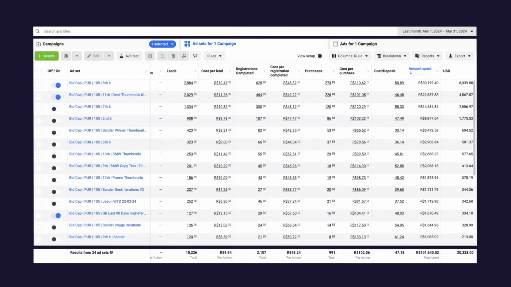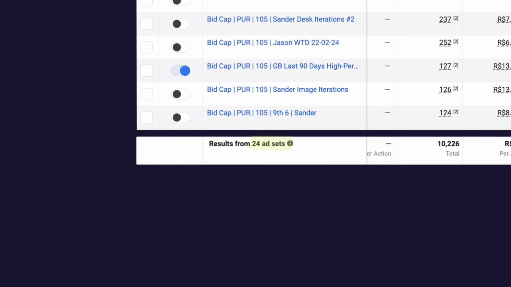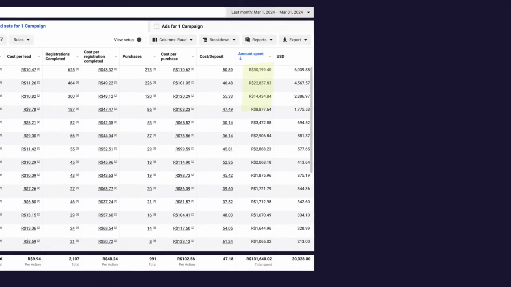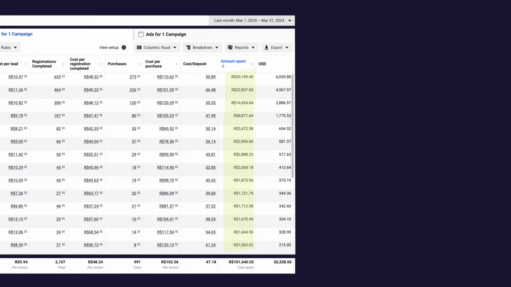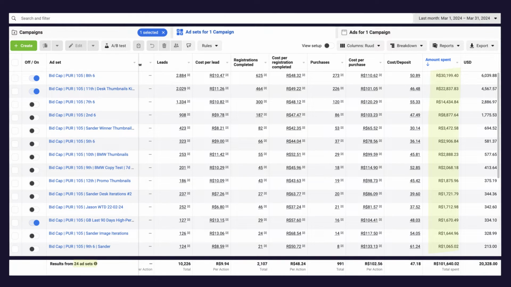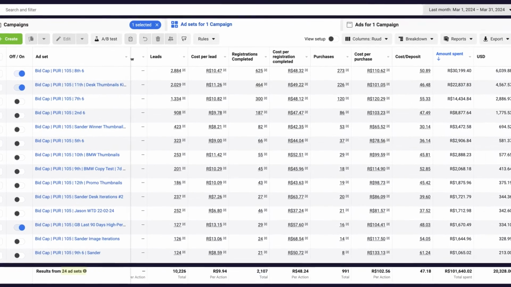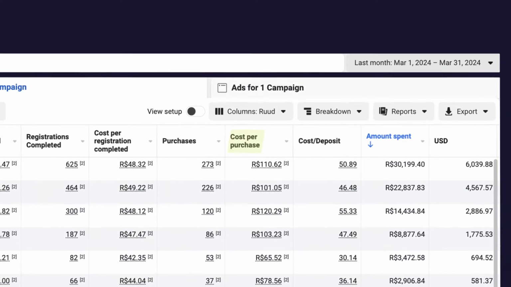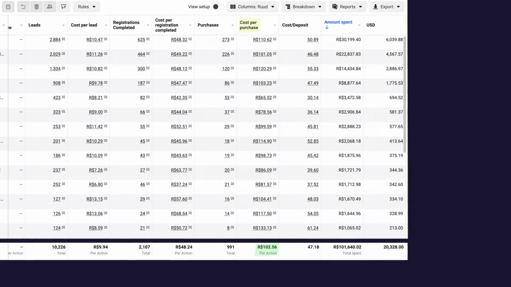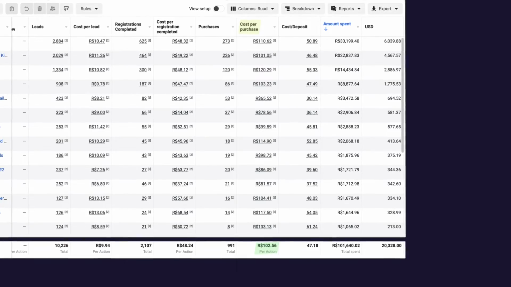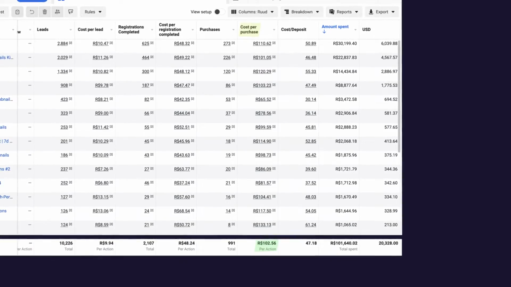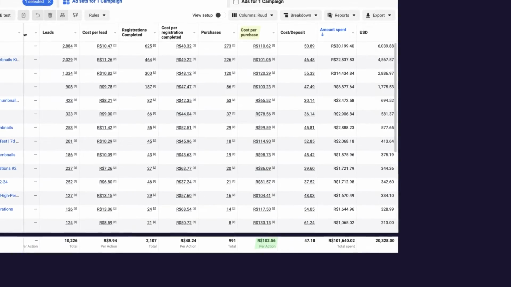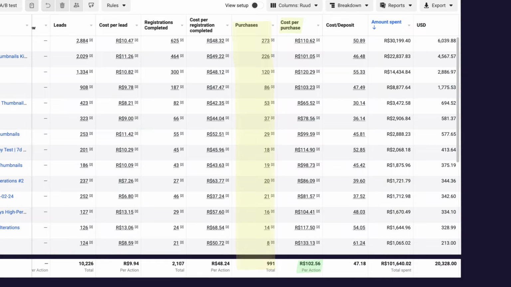Now, let's look at the ad set level. What you can see is that this campaign has 24 different ad sets. Some ad sets get more spend than others. That's because they have different creatives in them. What you see is that the average cost per purchase is 102 Brazilian real in this ad account, which is about 20 USD, with 991 purchases.